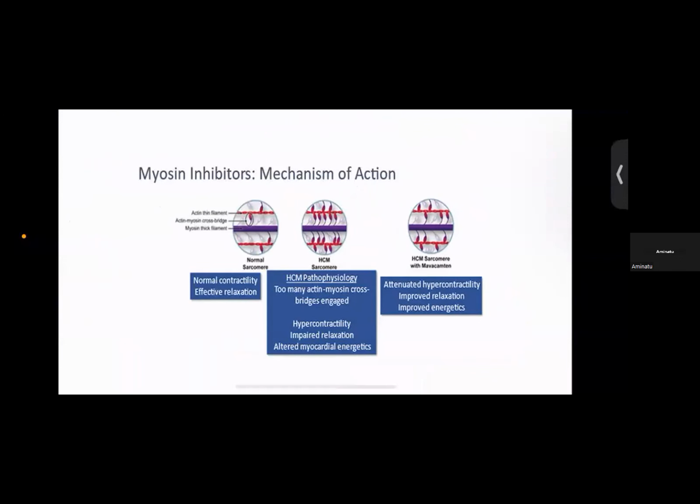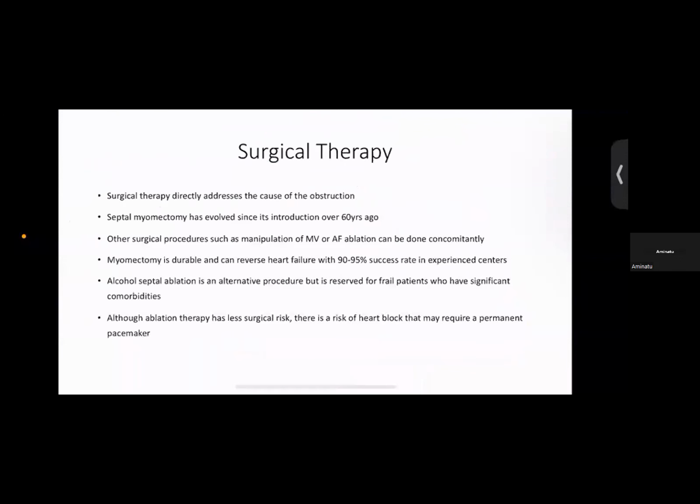Surgical therapy directly addresses the cause of the obstruction. Septal myomectomy has evolved since its introduction about 60 years ago. And the beauty of surgical therapy is that other surgical procedures can be done during the operation, such as manipulation of the mitral valve. Maybe a mitral valve repair has to be done, as these patients can have coexistent mitral valve regurgitation. And then maybe these patients have atrial fibrillation, so AF ablation can also be done concomitantly. So that's the benefit of surgical therapy.